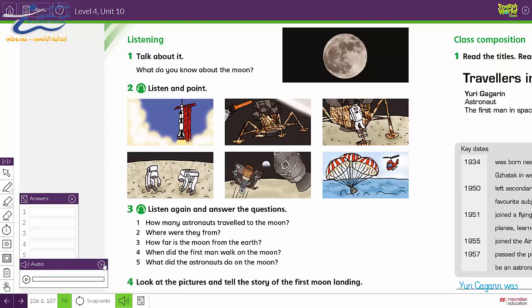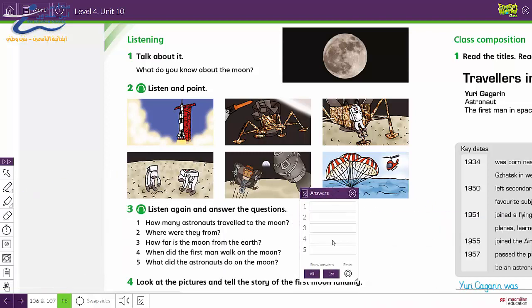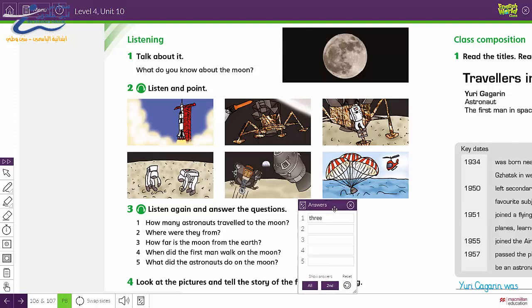Question number 1. How many astronauts traveled to the moon? According to what you have heard, how many astronauts? The right answer is 3. How many astronauts traveled to the moon? The answer is 3. Where were they from?